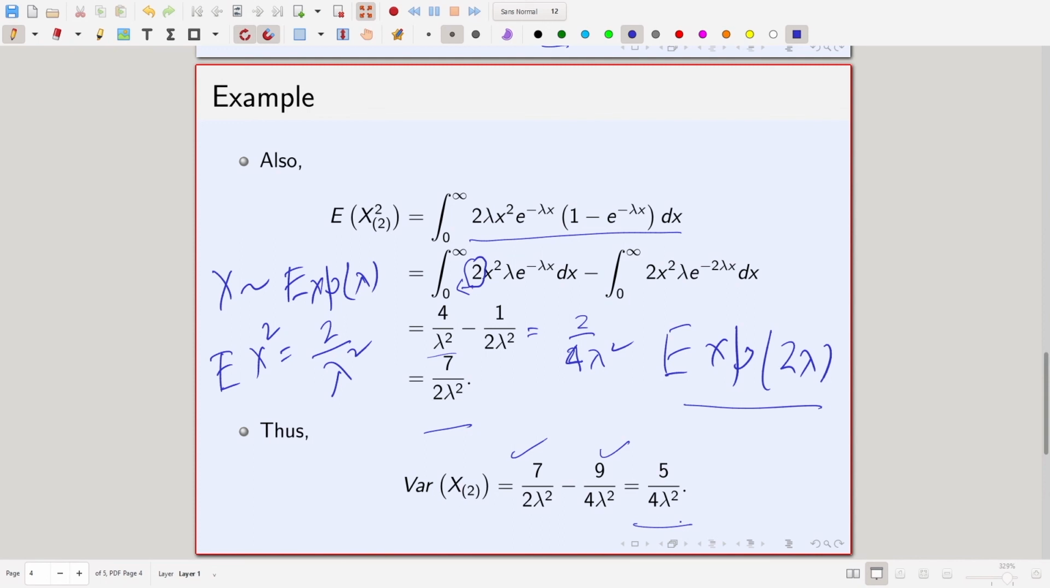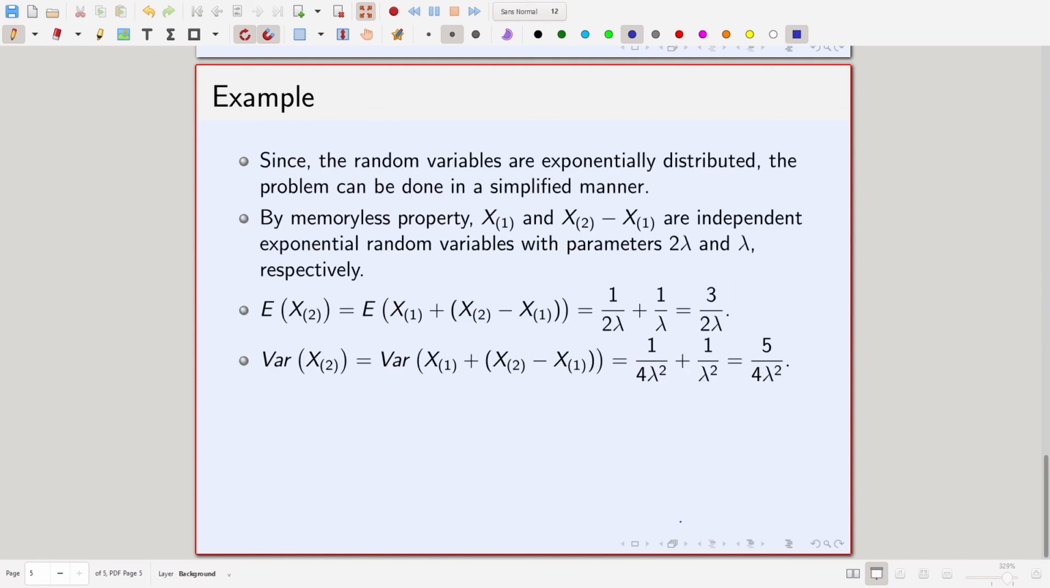But now we have already seen that exponential random variables are somewhat special. Now it turns out, again, this is the general method. The first method that we worked out is the general method.